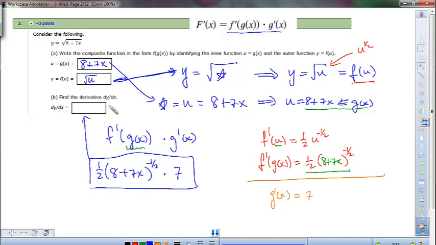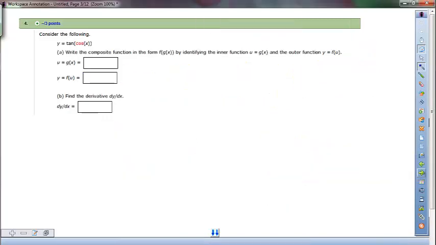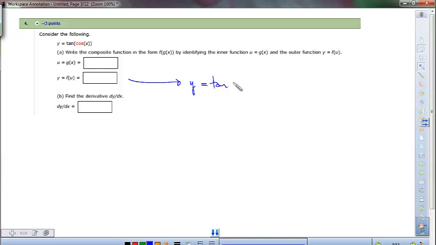Alright. Let's take a look at another problem. And let's see if we can start doing this a little bit more efficiently. Outer function and inner function. So the outer function, let me write this down here this time, y is equal to tangent of something. And that something we're going to call u. So why don't we just do that now. And then u, that something is going to be the cosine of x.